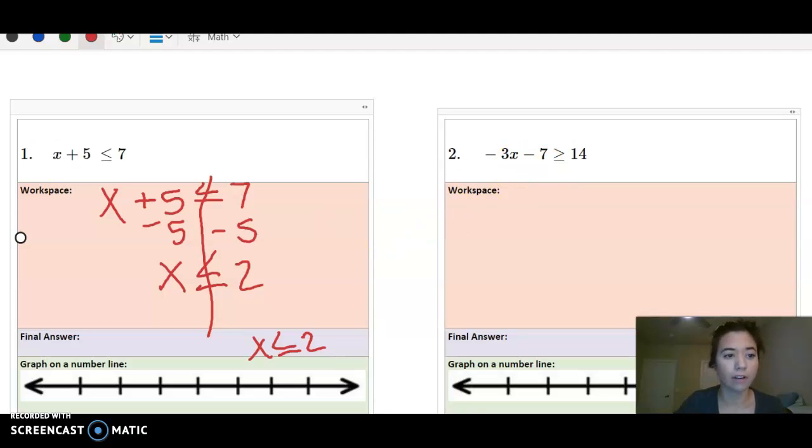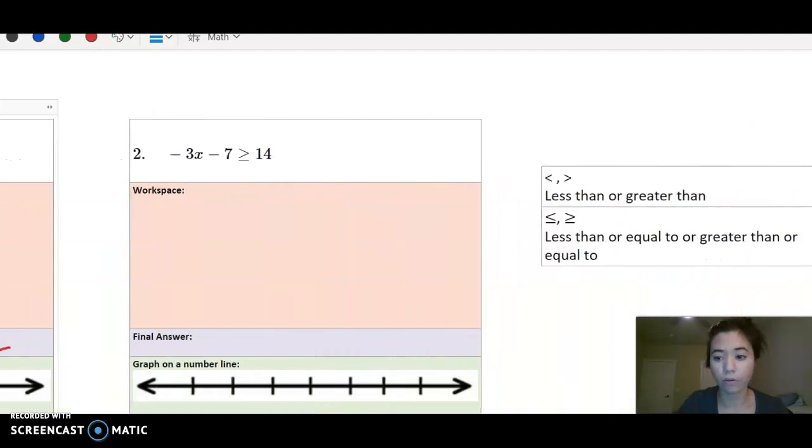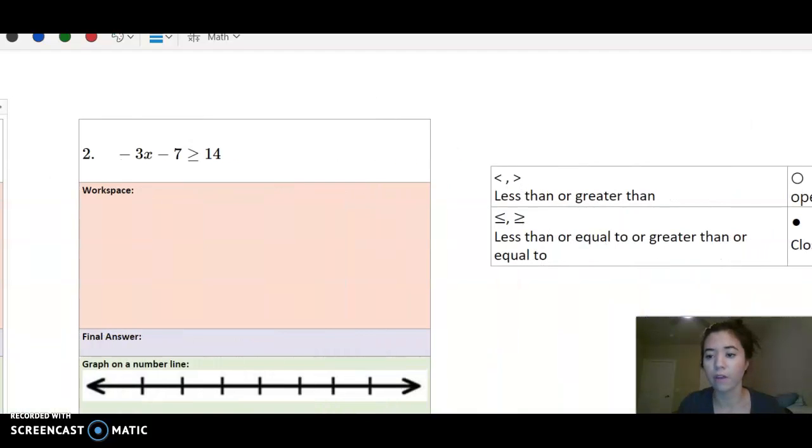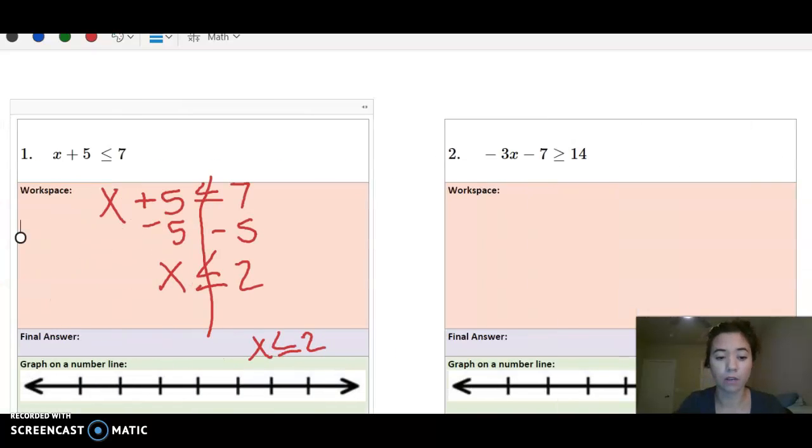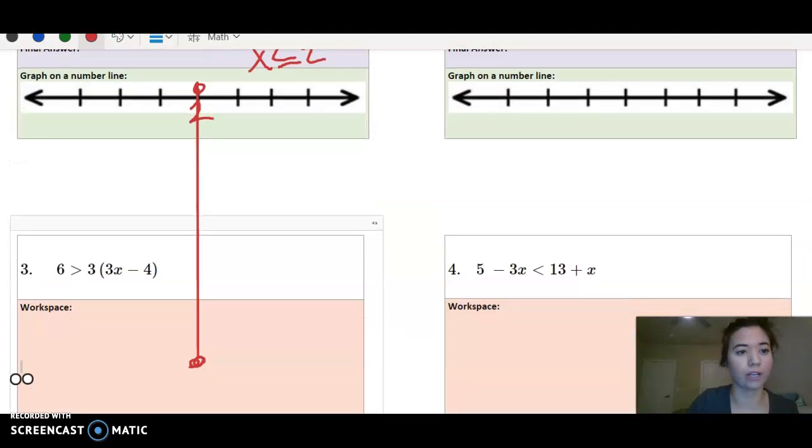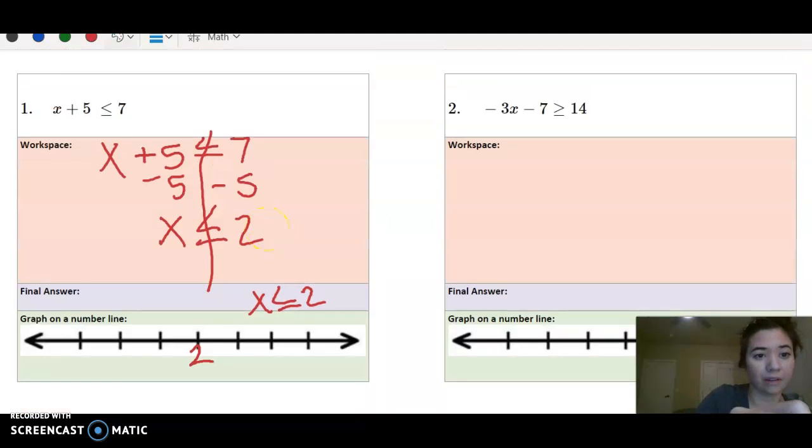A reminder that when we are graphing and we have the or equal to, you can see the reminder over to the right. The or equal to means that number is included, so we're going to make a closed circle at 2. When your number lines don't have a number, you're just going to write it in with the number you're at. Let's try that again. So we're going to make a closed circle.